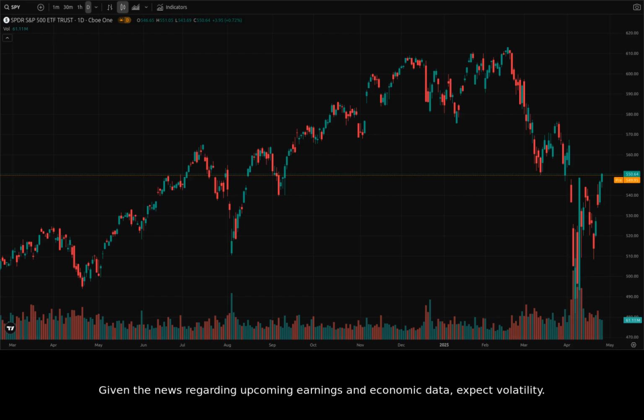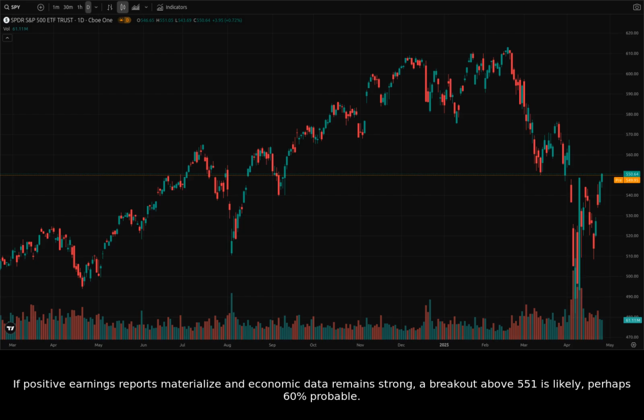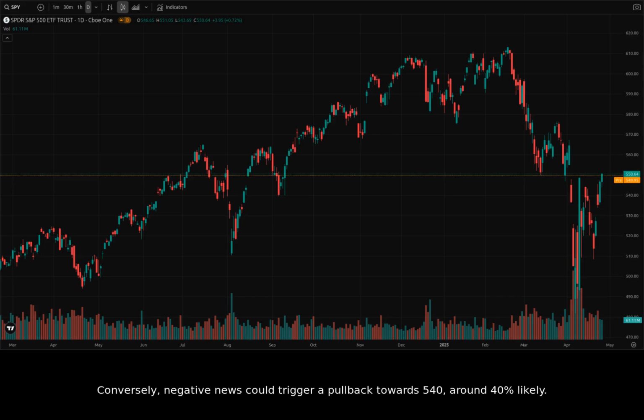Given the news regarding upcoming earnings and economic data, expect volatility. If positive earnings reports materialize and economic data remains strong, a breakout above 551 is likely, perhaps 60% probable. Conversely, negative news could trigger a pullback towards 540, around 40% likely.